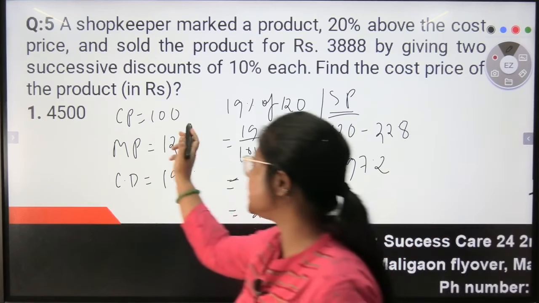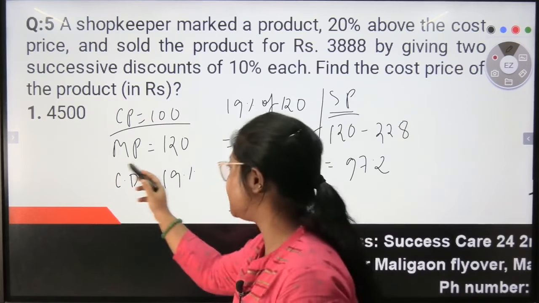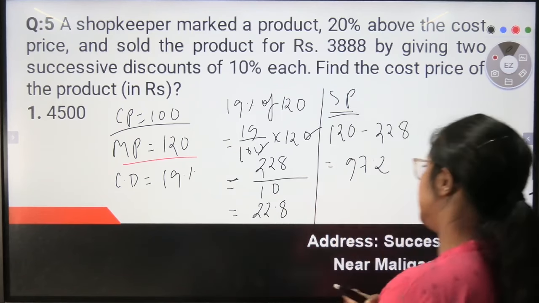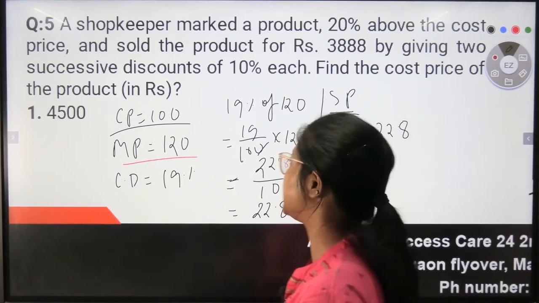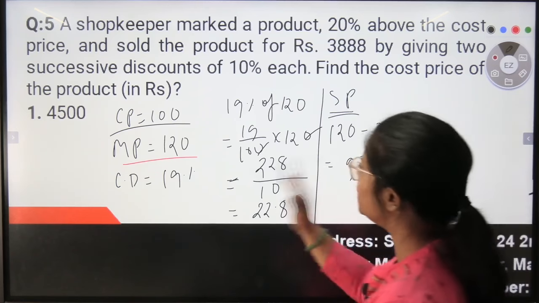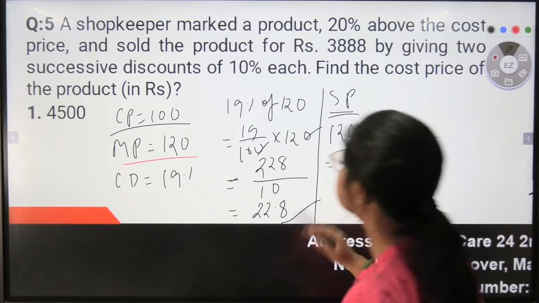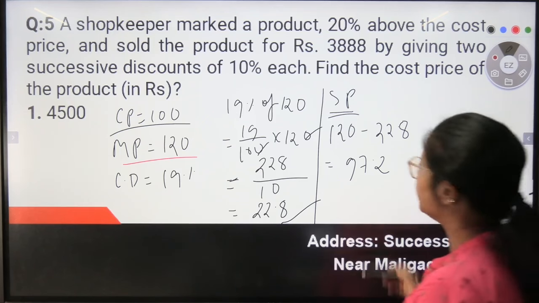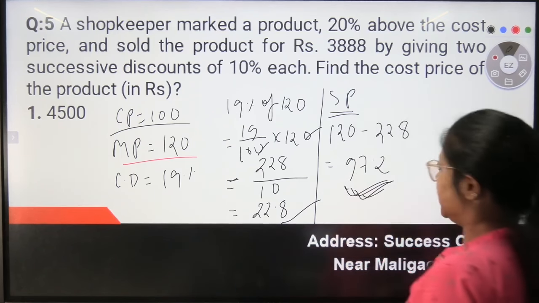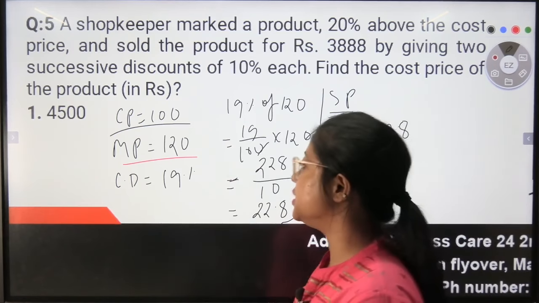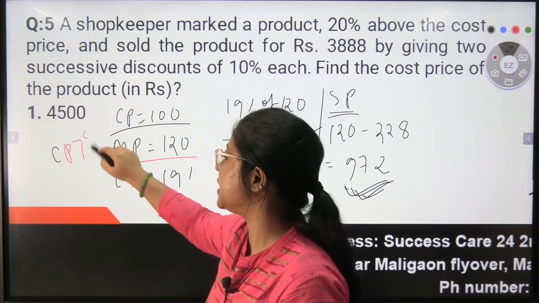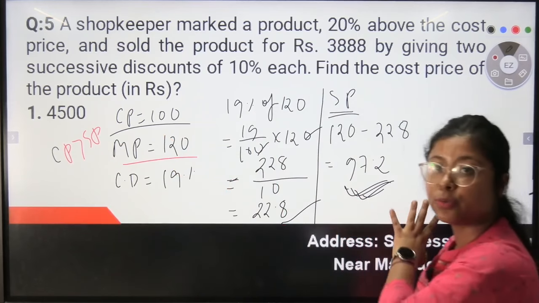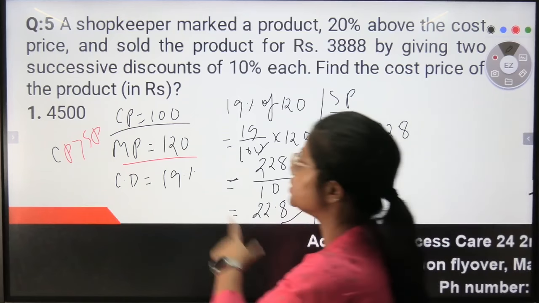So if I consider my CP to be 100, my mark price was 120, and after giving successive discounts of 10% each, my combined discount becomes 19%. My 19% of 120, the discount amount, is 22.8, so I am getting my SP as 97.2. What are you getting here? You are suffering a loss, since your CP was 100 but your SP becomes 97.2. So after giving the discount, you are actually suffering a loss.